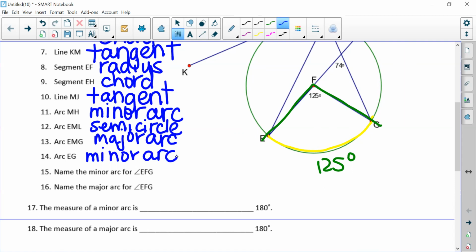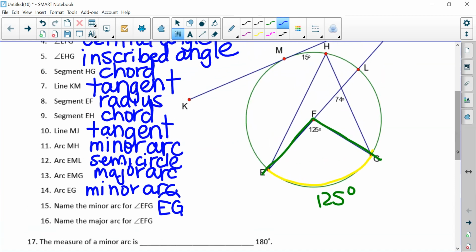And we just named it in the last problem. The minor arc that goes with angle EFG is arc EG, okay? On the converse for number 16, they asked us to name the major arc that goes with angle EFG. So same angle, but this time we're looking for the major arc instead of the minor arc.